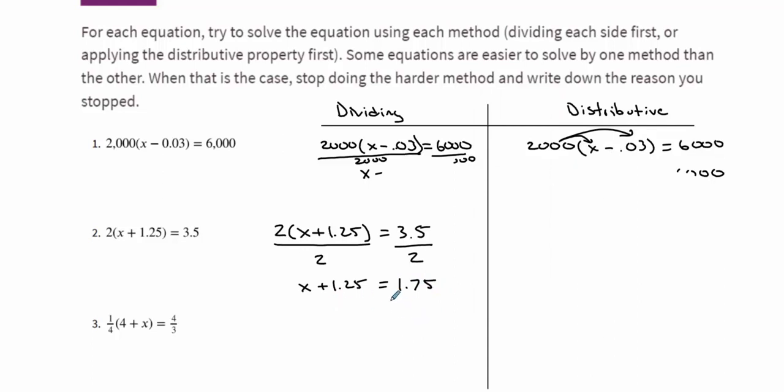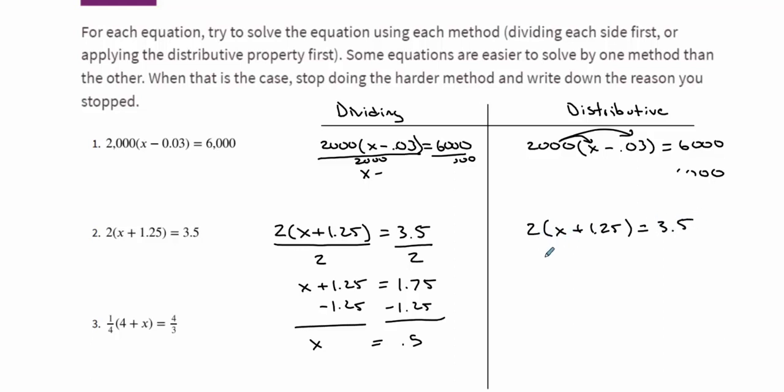Now I do my addition or subtraction here. Minus 1.25, minus 1.25, and I end up with x is equal to 0.5. But let's try it the other way. Let's see if the distributive property would be easier in this case. 2 times the quantity x plus 1.25 is equal to 3.5. So I'm going to distribute this.